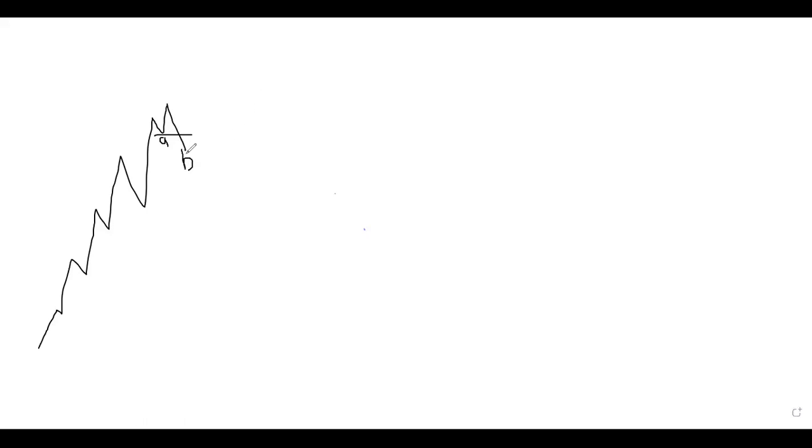Now, stage 2, they are going to form X. Let me use a different color. In stage 2, they are going to form X. Now, like I said, X can be anywhere, so far as they did not go above this point. So X can be anywhere. Now, that is stage 2.